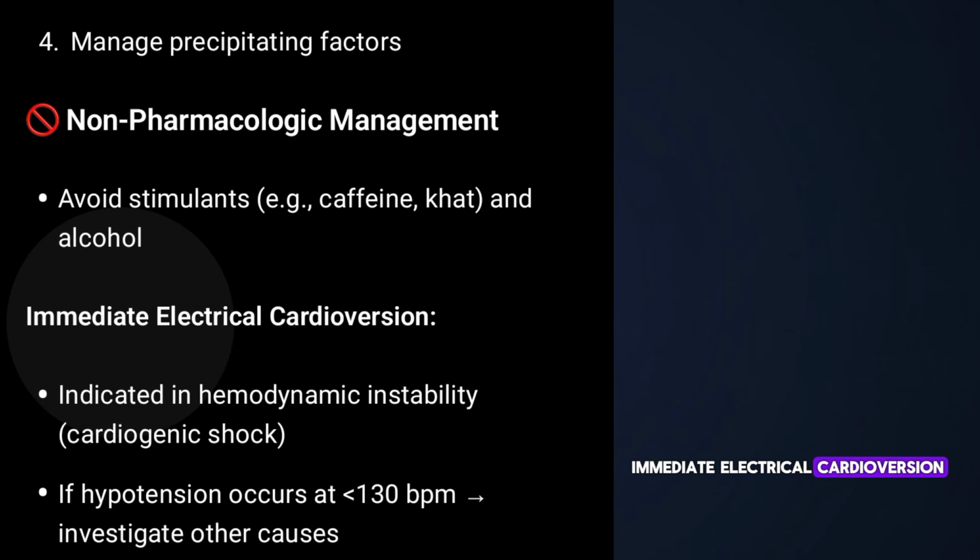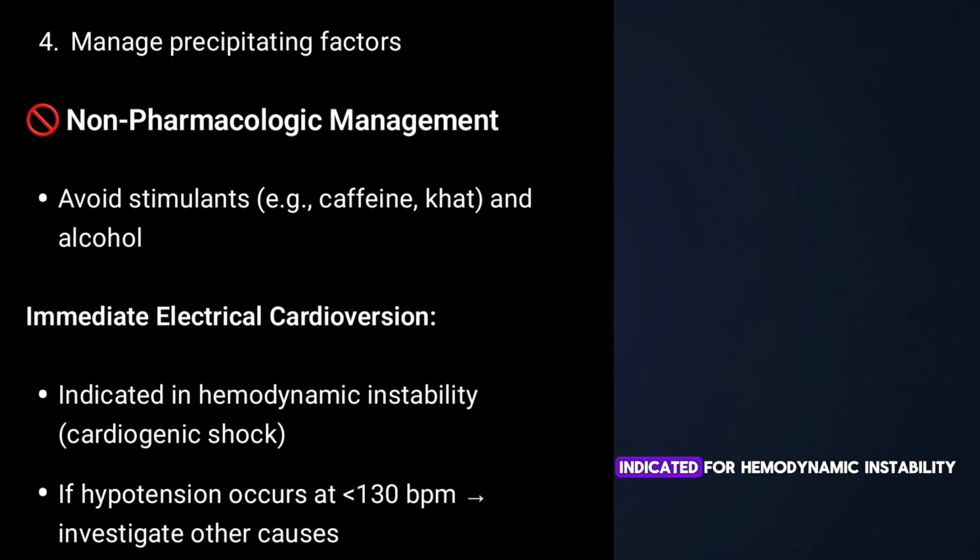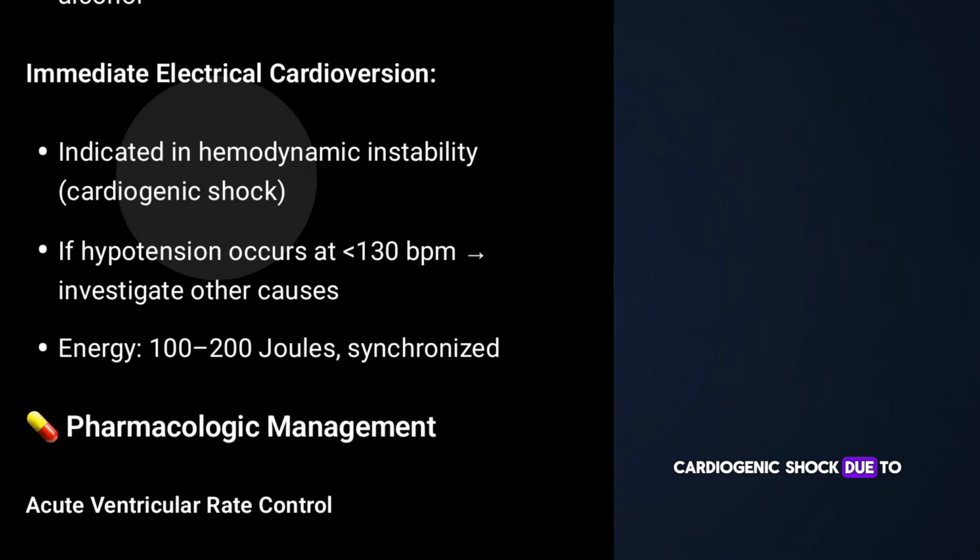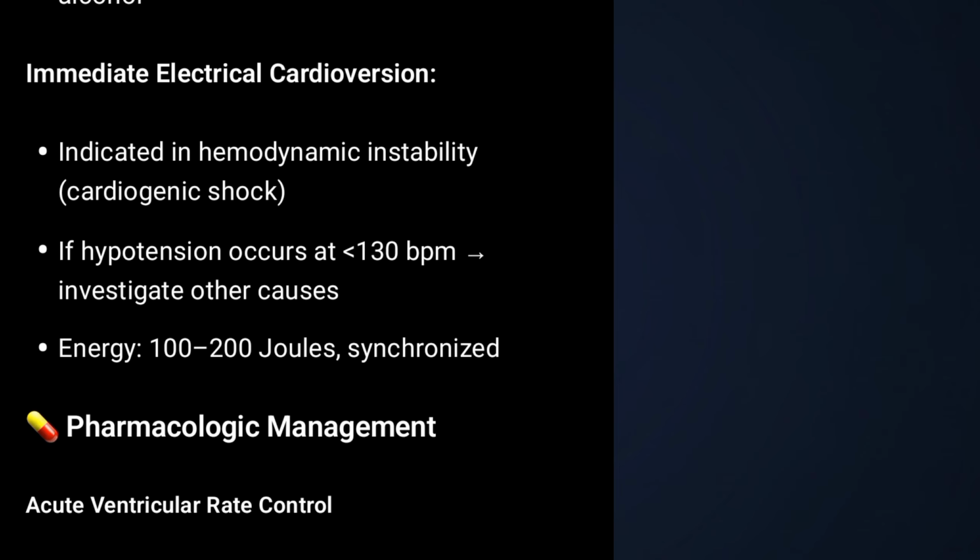Immediate electrical cardioversion. Indicated for hemodynamic instability, cardiogenic shock, due to a rapid ventricular rate. If hypotension occurs at ventricular rate less than 130 beats per minute, investigate other causes. Energy, usually 100 to 200 joules, must be synchronized.